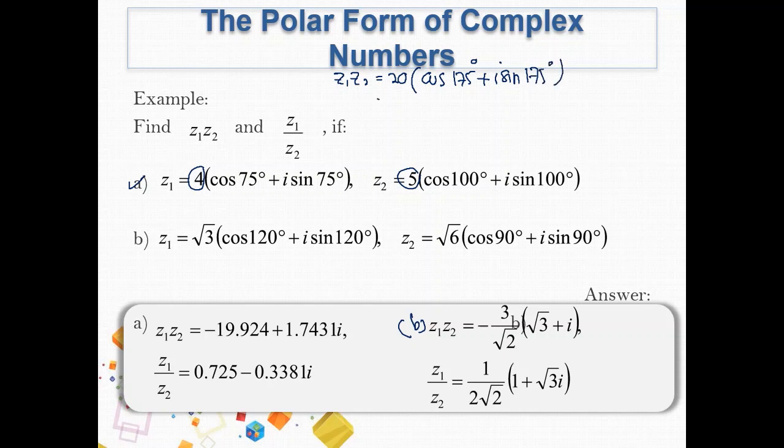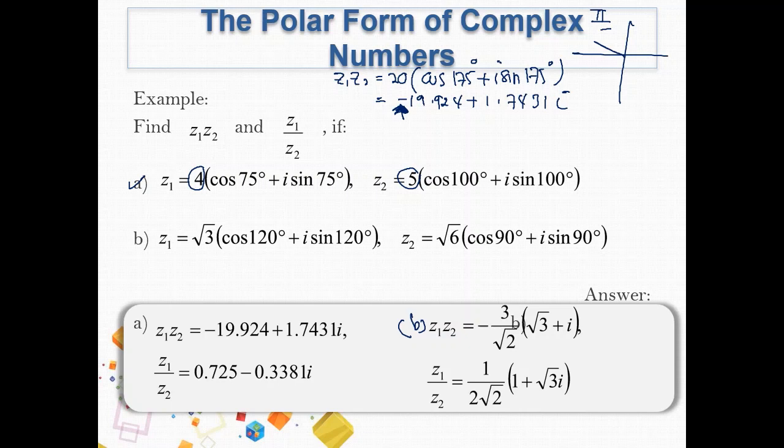So you just substitute into your calculator. You will get minus 19.924 plus 1.743 j, or i, depending on what you choose to use. 175 degrees in the Argand diagram is in the second quadrant. What is the value of cos in the second quadrant? It is negative, right? So that's why you get negative here. You will get negative automatically when you substitute into the calculator.